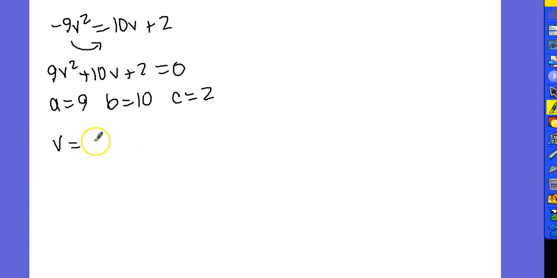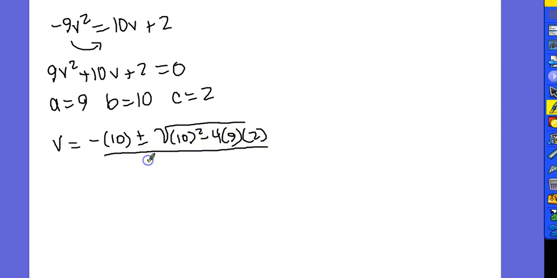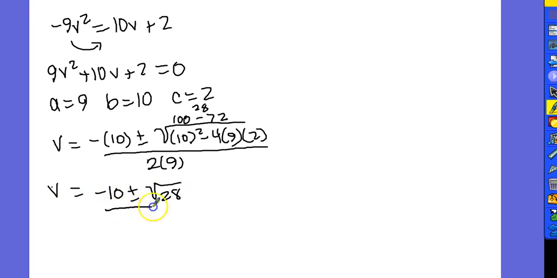So V equals the opposite of 10 plus or minus the square root of 10 squared minus 4 times 9 times 2, all over 2 times 9, which I think I'll simplify up. So that's 100 minus 72. Yeah, negative 36 times 2 is negative 72. So that's 28. Okay, so here we have negative 10 plus or minus the square root of 28, which I'm thinking I'm going to have to simplify, over 18.